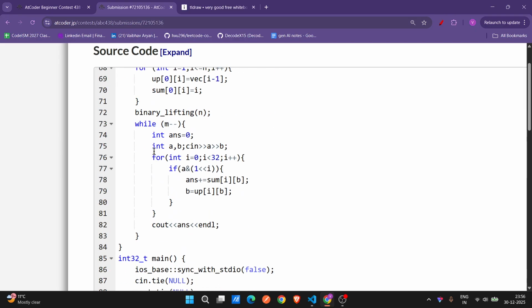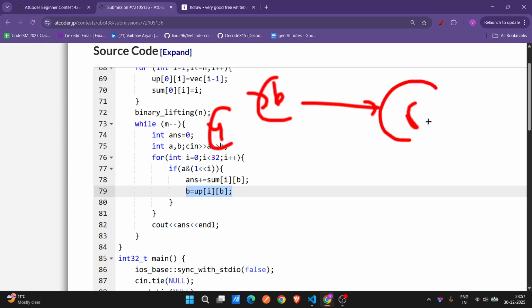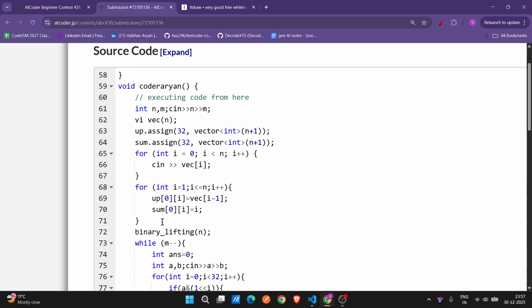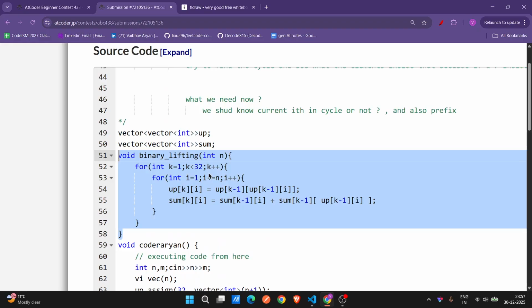So now just go here and answer into maybe int i = 0, i less than 32. Basically we are just decomposing that number into binary. Here we have this query and here we have that node. So a and 1 shifted by i, means just checking the and of that bit: if that bit is set, just go here and answer plus equals sum of i b, because that bit is set means we have to take that number. And b equals up of i b means move to that value also. Suppose you have 4 and after the 2 to the power k operation you go to 5, just set b equals 5. Okay, so that we did and simply print the answer. So this is a simple binary lifting implementation.